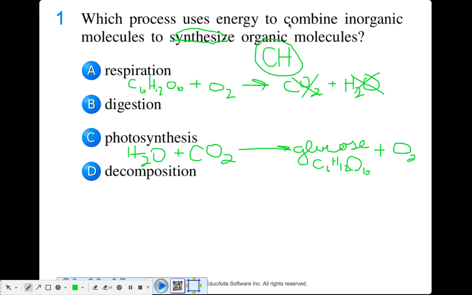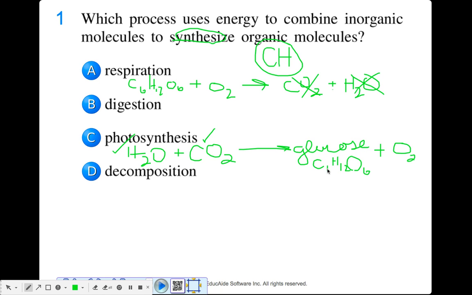Let's see, is that combining inorganic molecules to synthesize organic molecules? Is water inorganic? Yeah, it's inorganic because it doesn't contain carbon. Is carbon dioxide inorganic? Yeah, to be organic, it has to contain carbon and hydrogen. So if it's inorganic, it doesn't contain hydrogen. So these are inorganic molecules. Good. Are we making organic molecules?